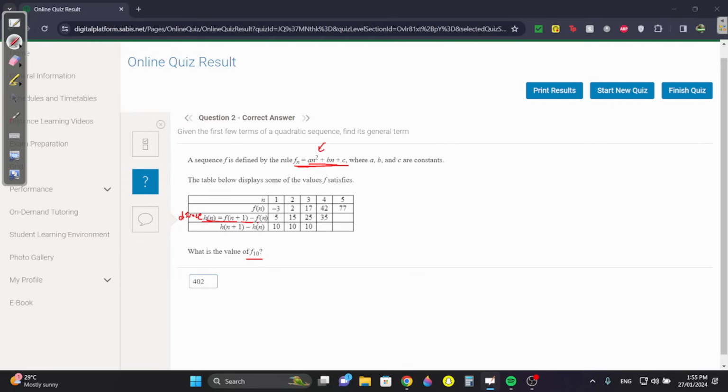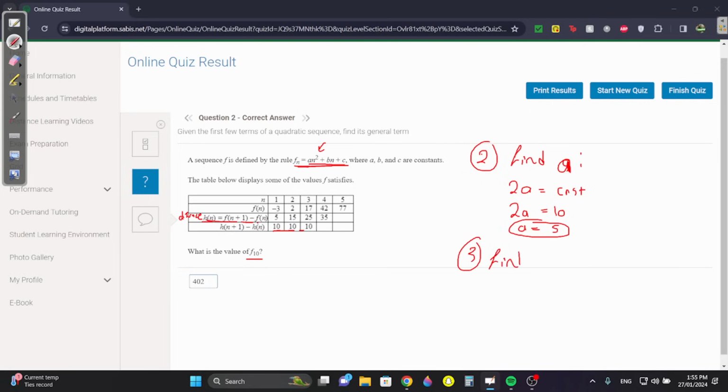We said an squared plus bn plus c. Our first step, we said, find the constant difference. In this case, it's given. So we can skip the first step and skip to the second step, which is find a by doing the formula 2a equals constant difference. In this case, 2 times a, which we're trying to find, equals the constant difference, which is 10, right? So a equals 5 because you divide by 2 on both sides.